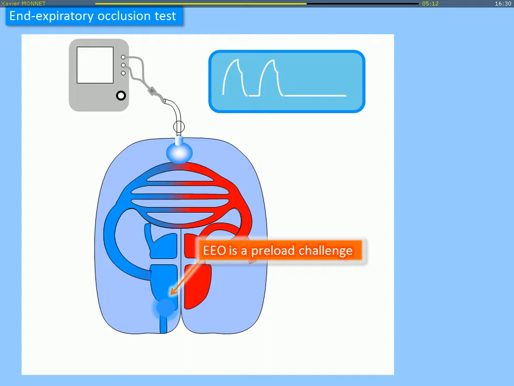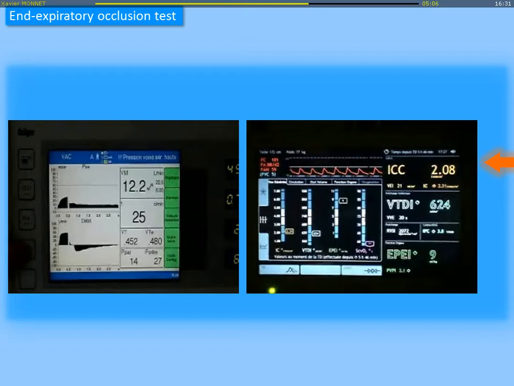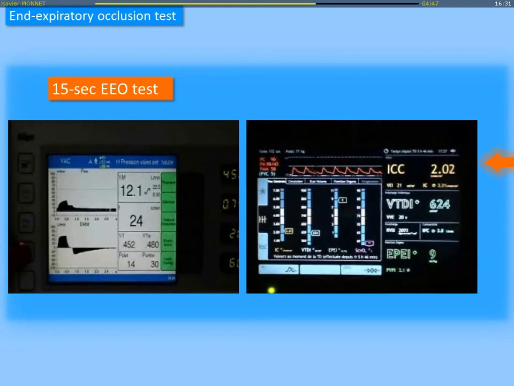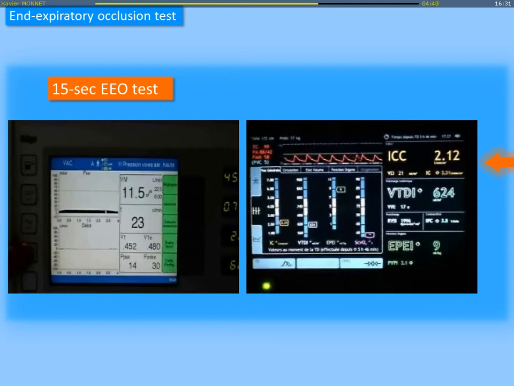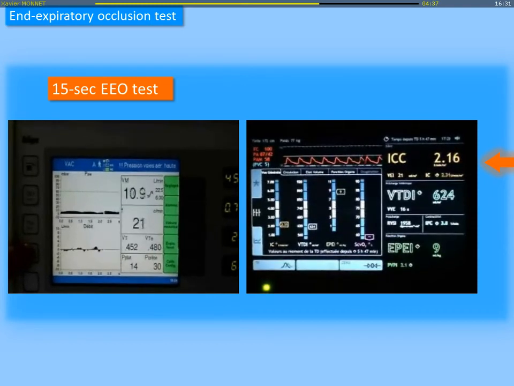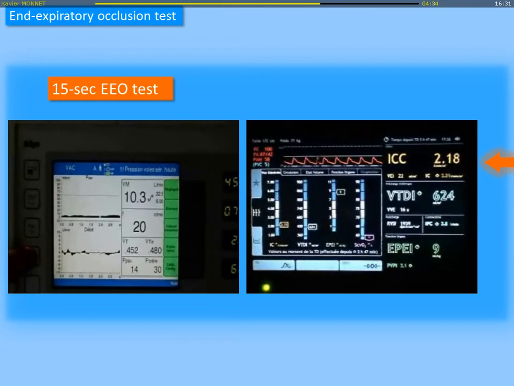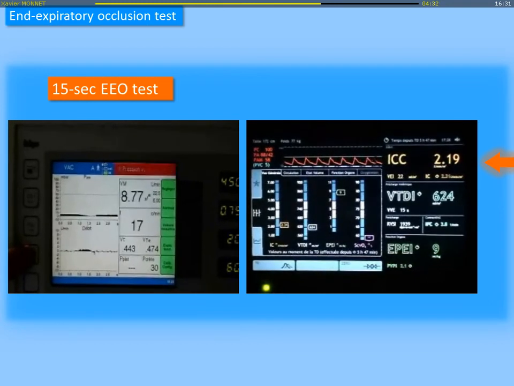Then just observe the resulting changes in stroke volume and cardiac output. The point here is that it's much easier to use if you have a continuous measurement of cardiac output. For instance, here in this example, cardiac index is measured by pulse contour analysis that Christoph spoke about just before. We stop mechanical ventilation at end expiration, and you see the value of cardiac index increases progressively, meaning that this patient responds to the increase in preload by a significant increase in cardiac output, and that this patient is fluid responsive.